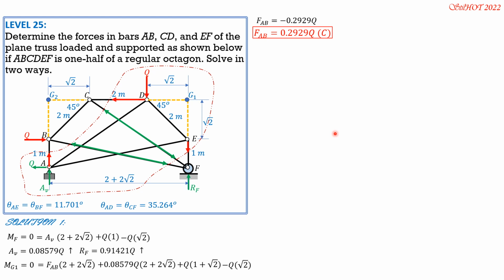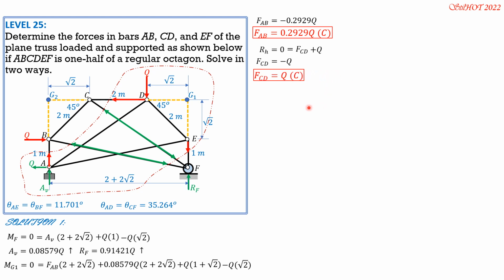Then for FCD, just summation of forces horizontal equals 0. So going to the left positive, we have FCD, then plus Q equals 0. Those are the only horizontal forces inside this cutting section. And we can solve FCD. It is equal to negative Q, or FCD is Q compression.